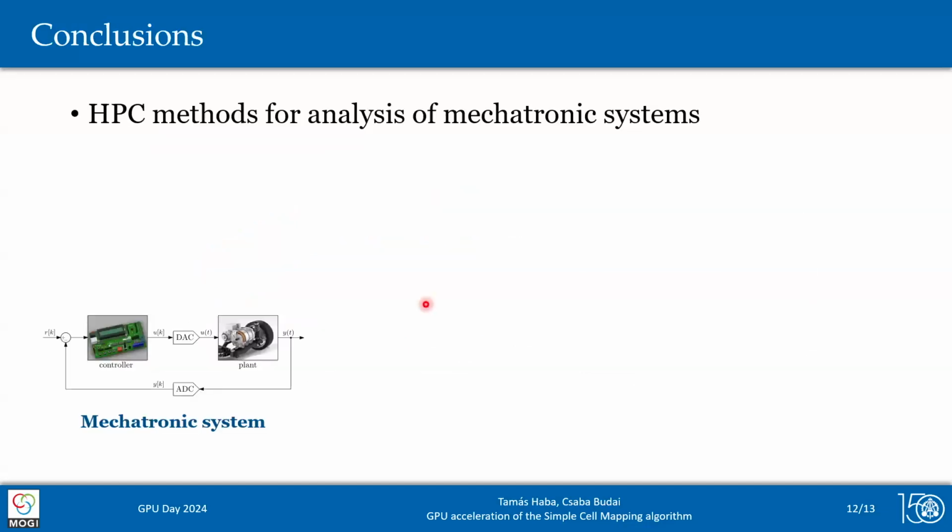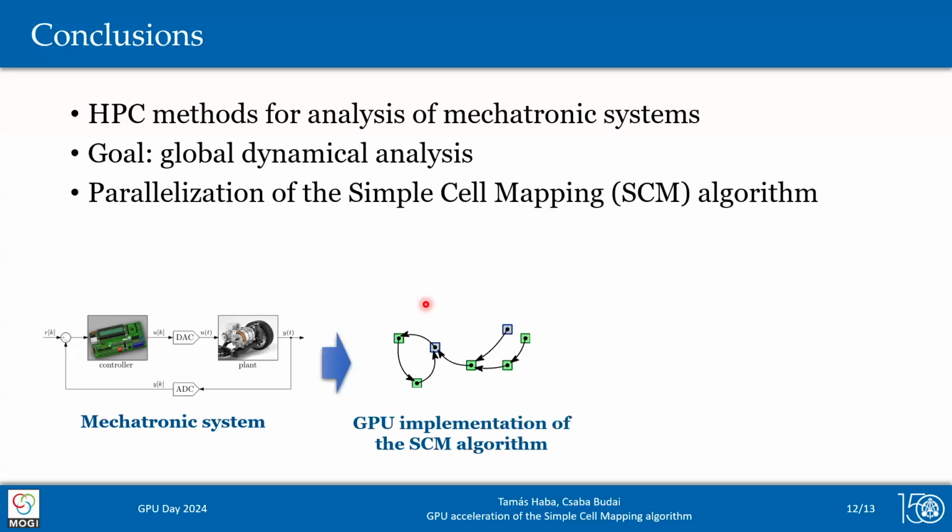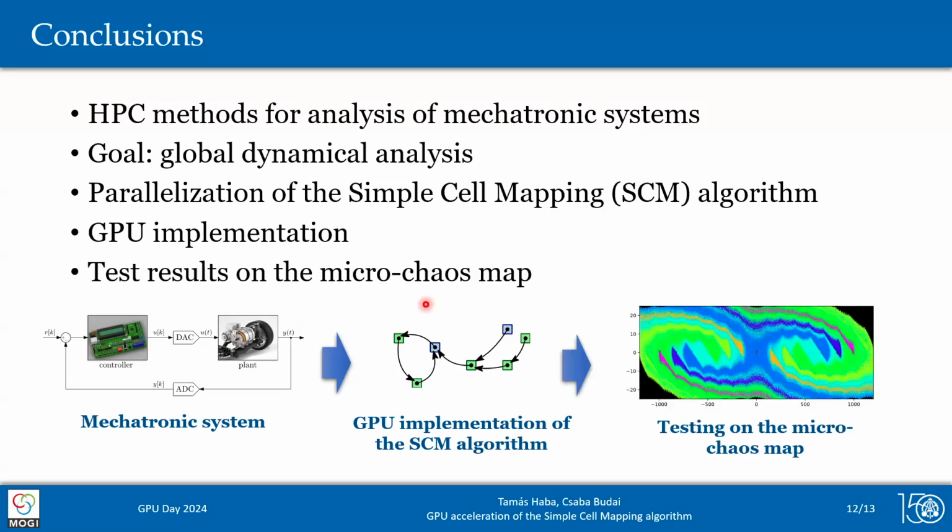Okay, so in conclusion, this work aimed to examine the application of parallel computing in the analysis of mechatronic systems, and the goal here was to make global dynamical analysis. For this purpose, we parallelized the simple cell mapping algorithm, and we also implemented that algorithm in OpenCL and tested it on GPU. And the execution tests were carried out on a micro-chaos map.